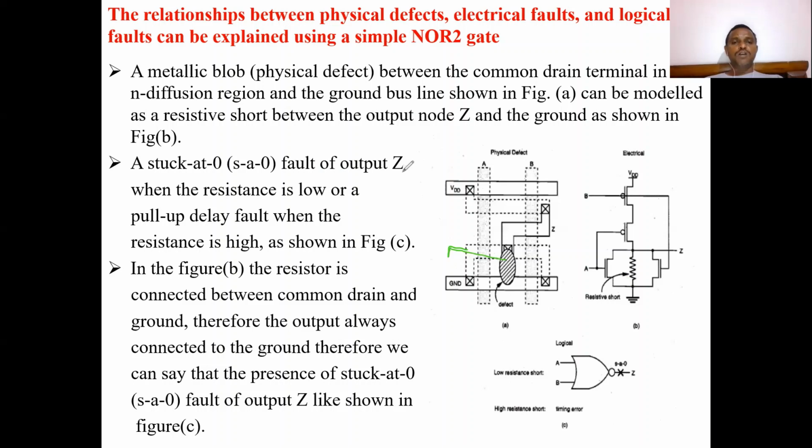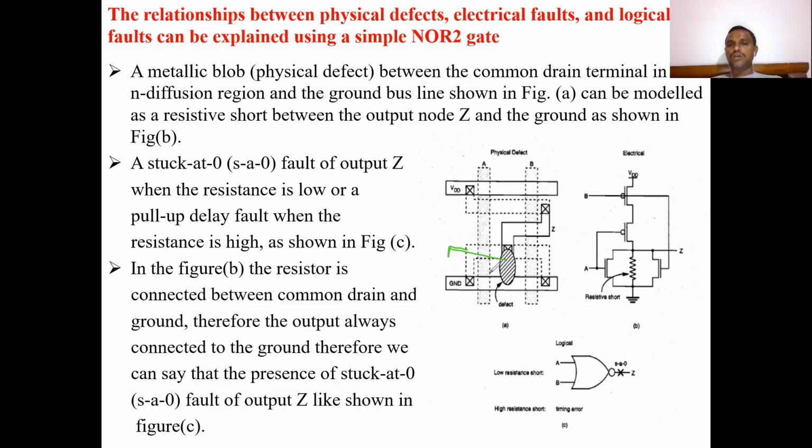We have a stuck at 0 fault of output Z when the resistance is low, or a pull-up delay fault when the resistance is high. We can consider another error, that is nothing but a timing error. If this resistance is low, this error is called a pull-up delay error or fault. At the same time, if the circuit is in the high resistance region, we will call that one a timing error. These two are the faults obtained due to the physical defects considered at this point.